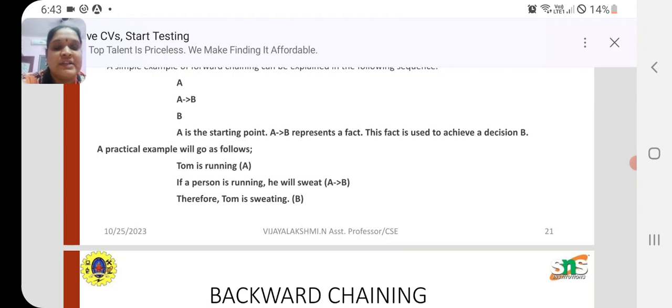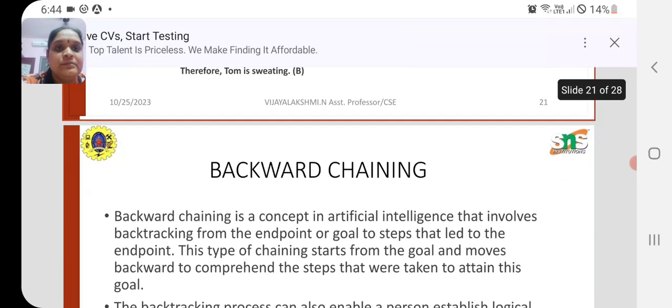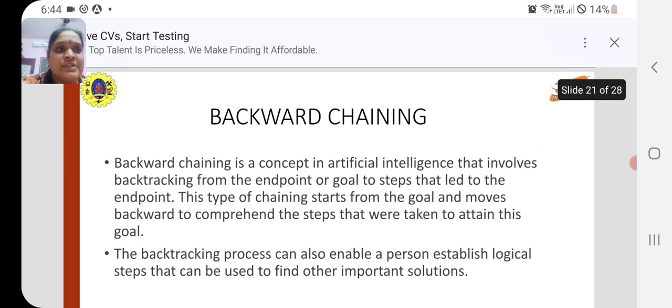So say for example, Tom is running, that is A. If a person is running, obviously he will sweat, that is A implies B. So therefore we can conclude that Tom is sweating. That means he is already running. So this is the best example for forward chaining. And the next is backward chaining.